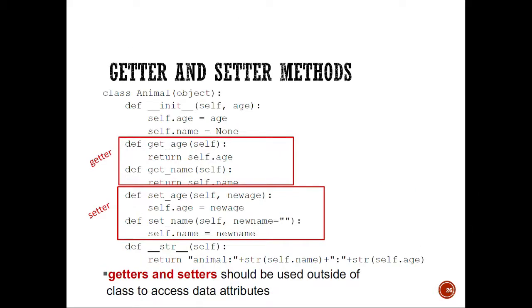Now, the getter and setter methods are methods to retrieve the value of the data attributes and change the value of the data attributes. The getter allows us to retrieve or get the value associated with the data attribute, and the setter methods are methods to assign values for these attributes. These getters and setters should be used outside of the class to access data attributes.